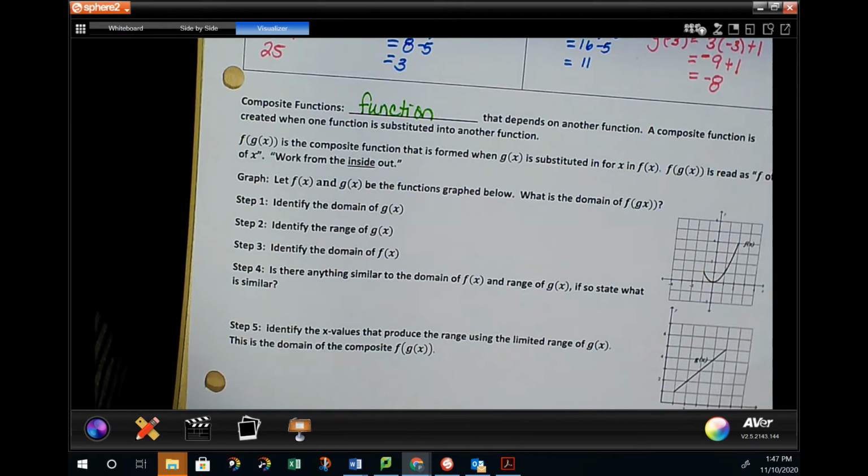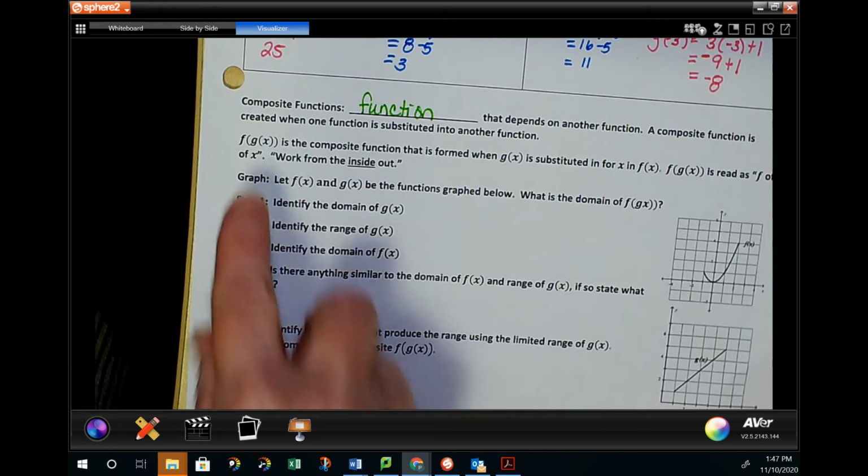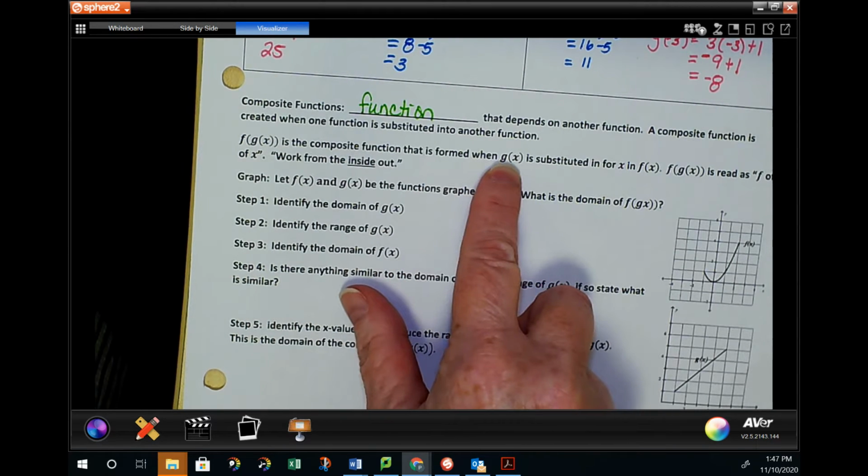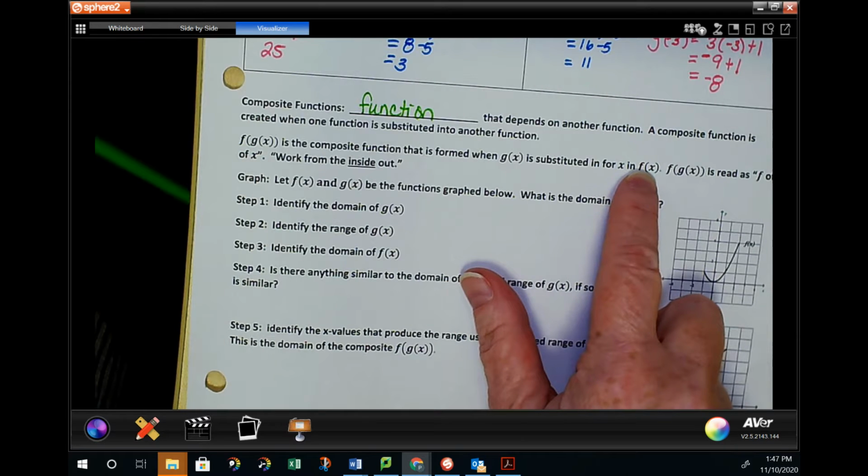And I like to think of this as working inside out. So f of g of x, the composite function, is formed when g of x is substituted in for f of x. Now I'll explain this in just a second.